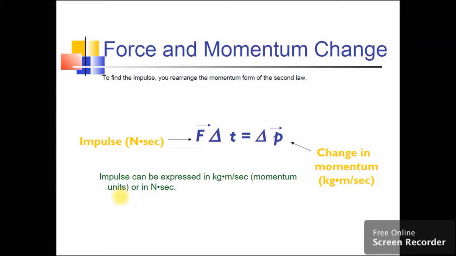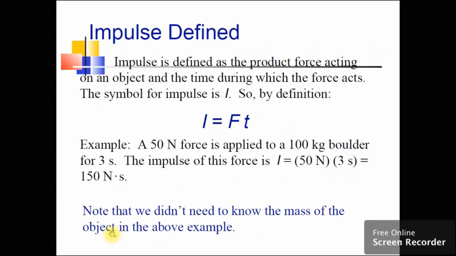So here is our impulse equation again. Force times time equals the change in momentum. And impulse is expressed in kilogram meters per second. Another way to call that is a Newton second. We'll get into that in a couple of slides. Impulse is defined as the product of force acting on an object and the time during which the force acts. Force times time. The symbol for impulse is I, so there we go, I equals Ft.